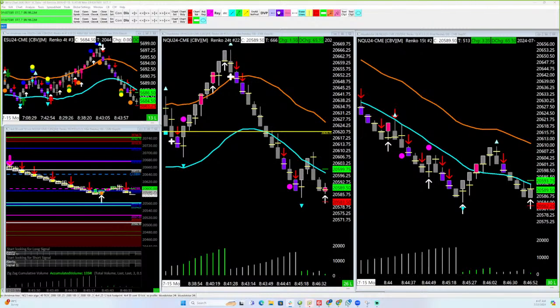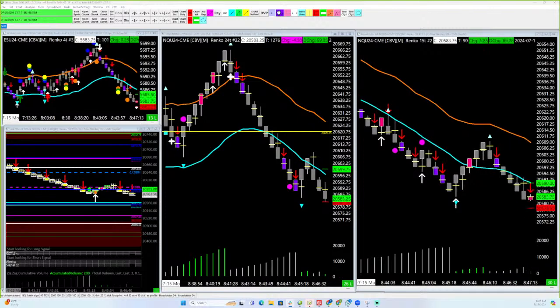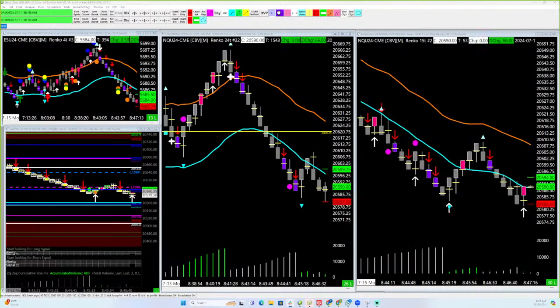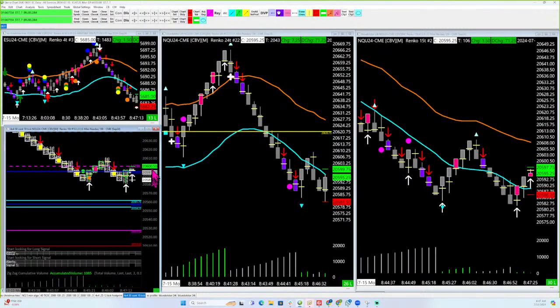Tweezer bottom. Potential. Below a 30-minute period. And IB low.